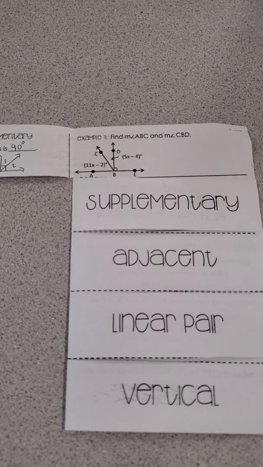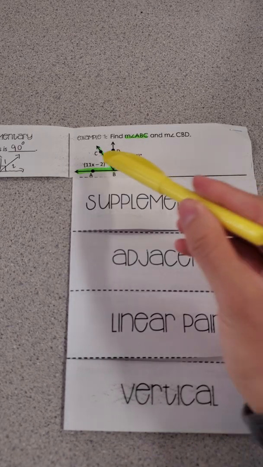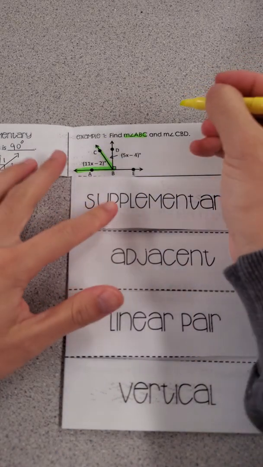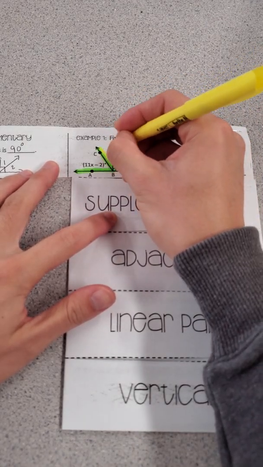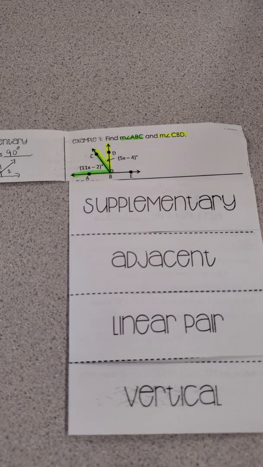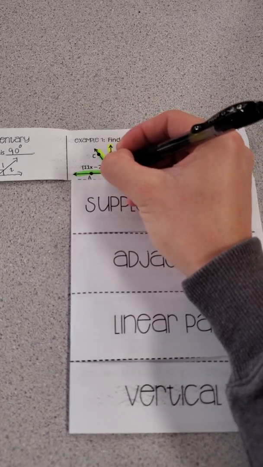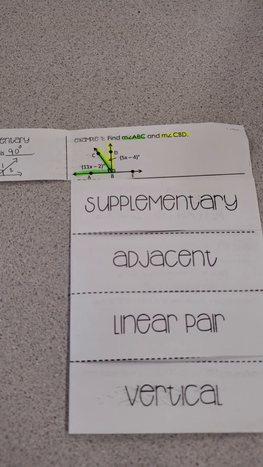Alright, so let's go ahead and do an example. Example 1 is asking us to find the measure of angle ABC, which we can follow those three letters from A to B to C and know it's referencing the 11x minus 2 angle, and the measure of CBD, which would be the angle right next to it, or adjacent to it. Using our knowledge of supplementary, we know that a straight angle is 180, and that if this is 90, then this side is also going to be 90. So those two angles are going to have to add up to 90, so they are complementary.